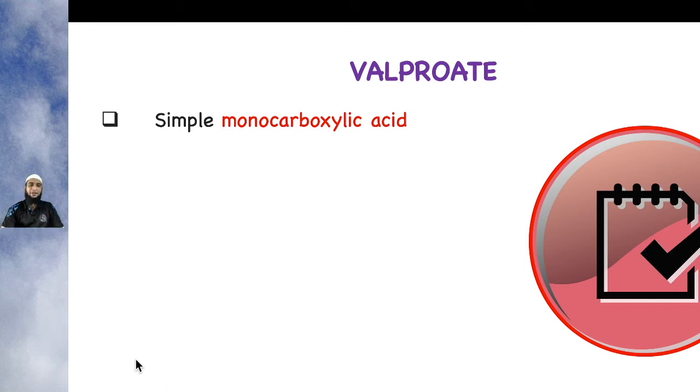Let's see the next drug, that is Valproate. Chemically, Valproate is a simple monocarboxylic acid. So what does this mono indicate? Mono means it has a single carboxylic group in its structure. So you call it a simple monocarboxylic acid.